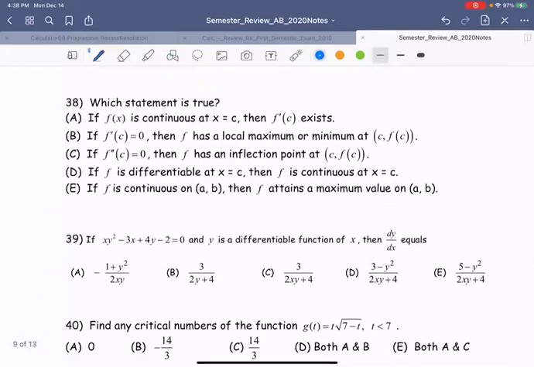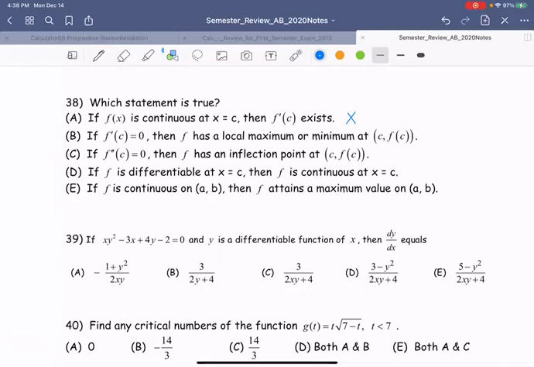If this guy is continuous, then the derivative exists? No. Continuous is a prerequisite condition for being differentiable, but it doesn't guarantee you to be differentiable, okay?